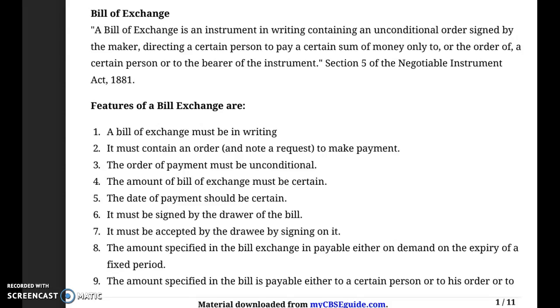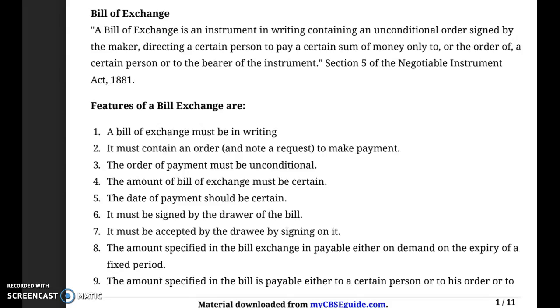There may be a number of conditions: the buyer and seller are not known to each other, the seller is not willing, or the buyer's financial condition is not good at the time of purchase. So there may be any reason due to which the seller is not interested to sell on credit to the buyer. But the buyer is also interested to buy from the same seller.